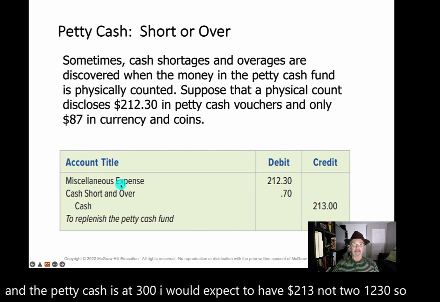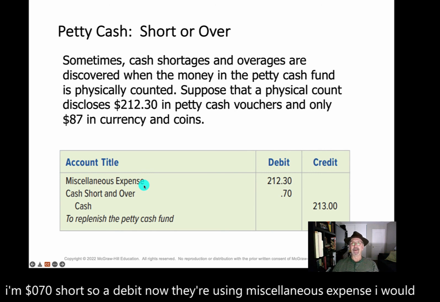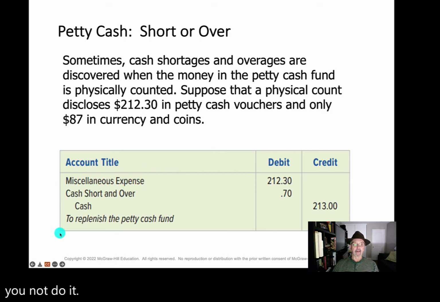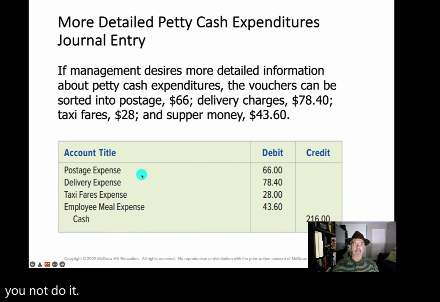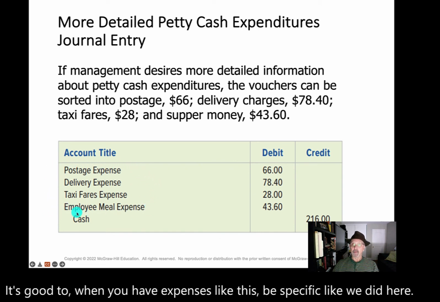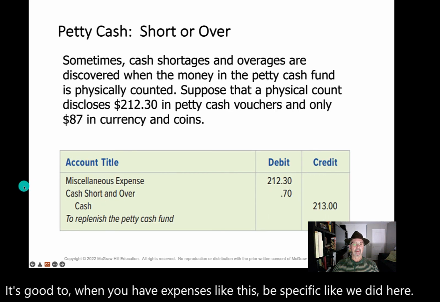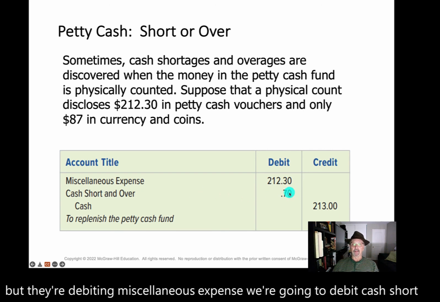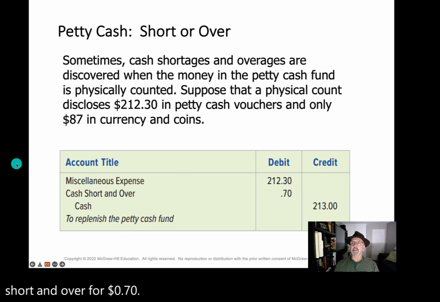So a debit, now they're using miscellaneous expense. I would never do that. And if you're going to go into accounting, I suggest you not do it. It's good to, when you have expenses like this, be specific, like we did here. There are accounts for this stuff. Use the accounts. But they're debiting miscellaneous expense. We're going to debit cash short and over for 70 cents. And then credit cash $213 to replenish the petty cash fund.